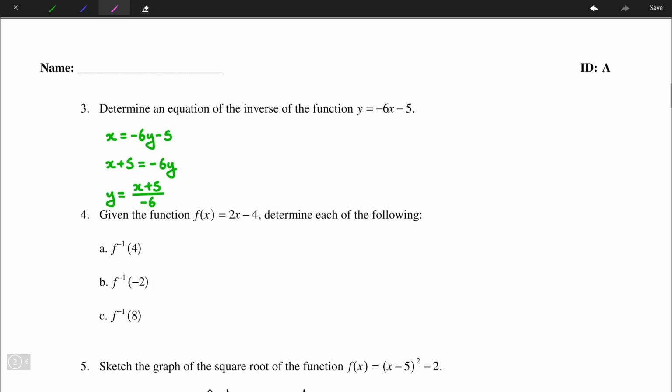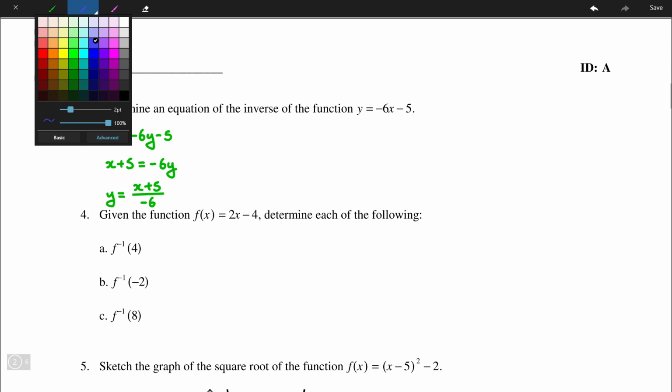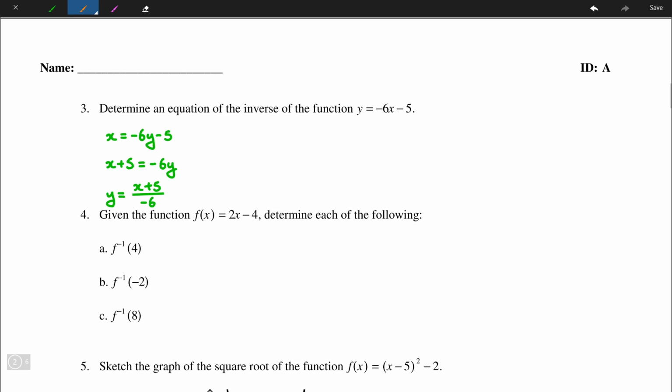Question number 4. For this question, we're given the function f of x equals 2x minus 4. We are to determine the inverse function, and then we substitute in 4, -2, and 8 respectively. So let's find the inverse function first.